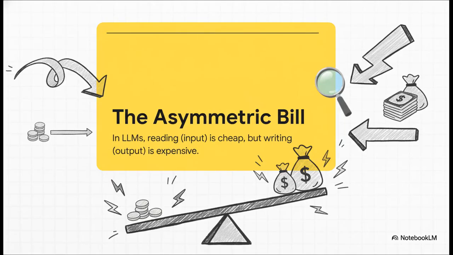Okay, so there's actually a name for this whole thing. The asymmetric bill. You can think of it as a fundamental economic rule of working with LLMs. And it's simple. Reading, your input, is cheap. But writing, the AI's output, is expensive. And once you really get it, you can start to master it. So let's break down both sides of this equation.